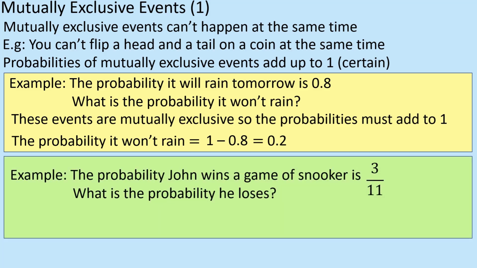So the probability John wins a game of snooker is 3 out of 11. Well, same thing. He either wins or he doesn't. So arguably they are mutually exclusive. So same process as before, it's going to be 1 take away 3 out of 11, which gives you 8 out of 11.